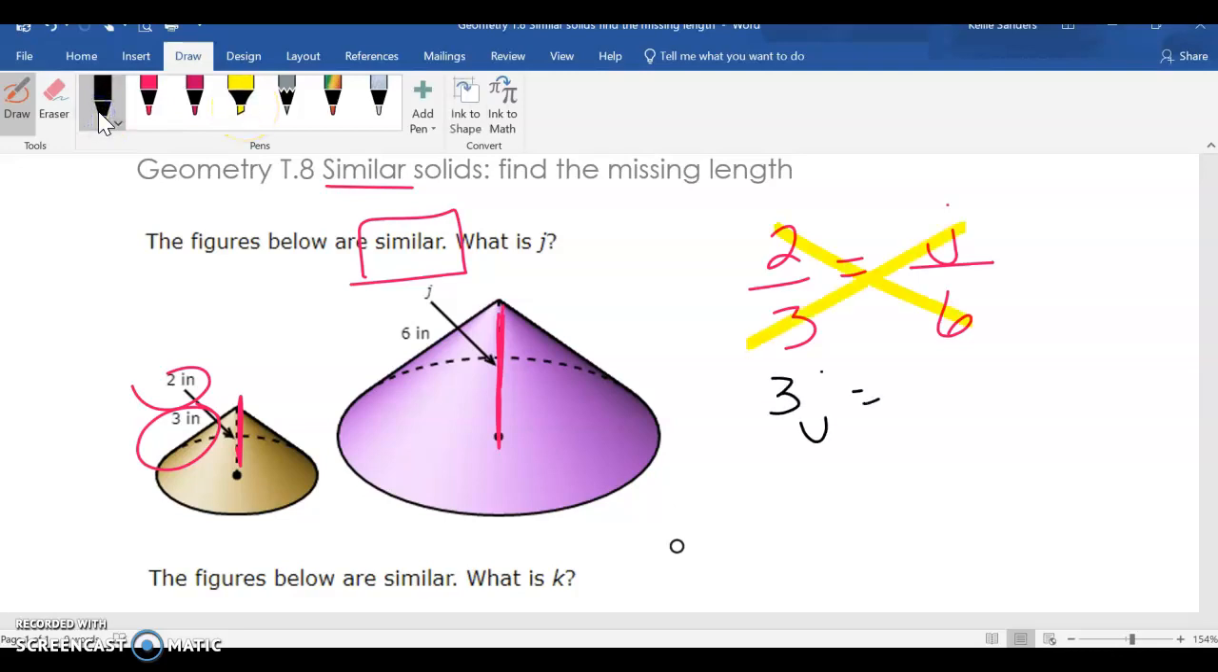So 3J equals 12. Divide by 3. Divide by 3.